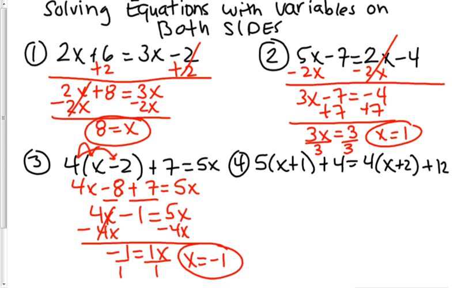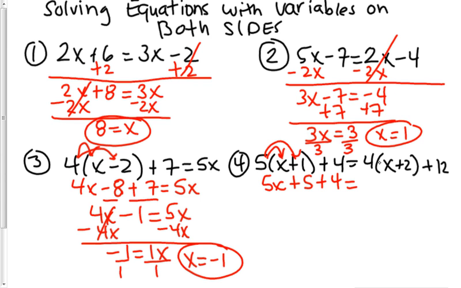Alright, now for the big one. So first thing I'm going to do is distribute anytime I see a parenthesis. So I'm going to do 5 times x, which is 5x. And then I'm going to do 5 times 1, which is 5. And then I'm going to add 4. I'm not going to do anything with that just yet. And remember, I can't do 5 times 4 because 4 is not in the parentheses.